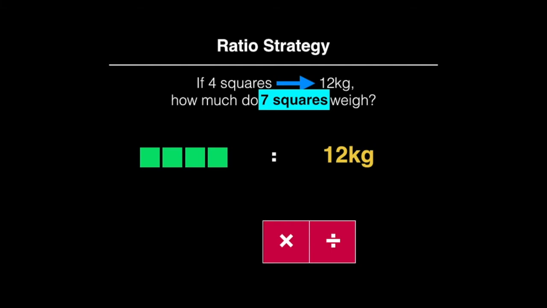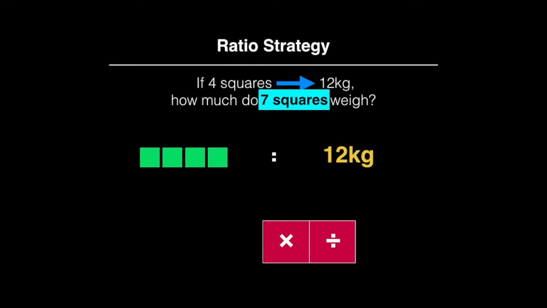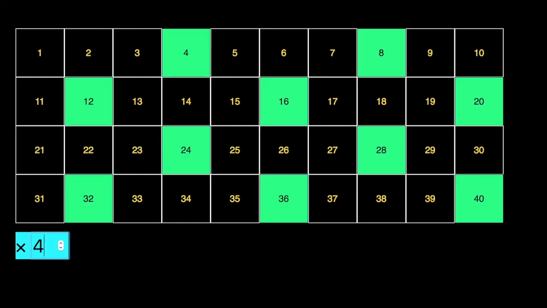Sometimes the problem can be directly multiplied or divided to become the target amount, but this only works if the target amount, in this case 7, is a multiple of the original amount, in this case 4. The number grid you can see will be used to visually show multiplication. Each of the highlighted numbers are achievable outcomes from multiplying 4.